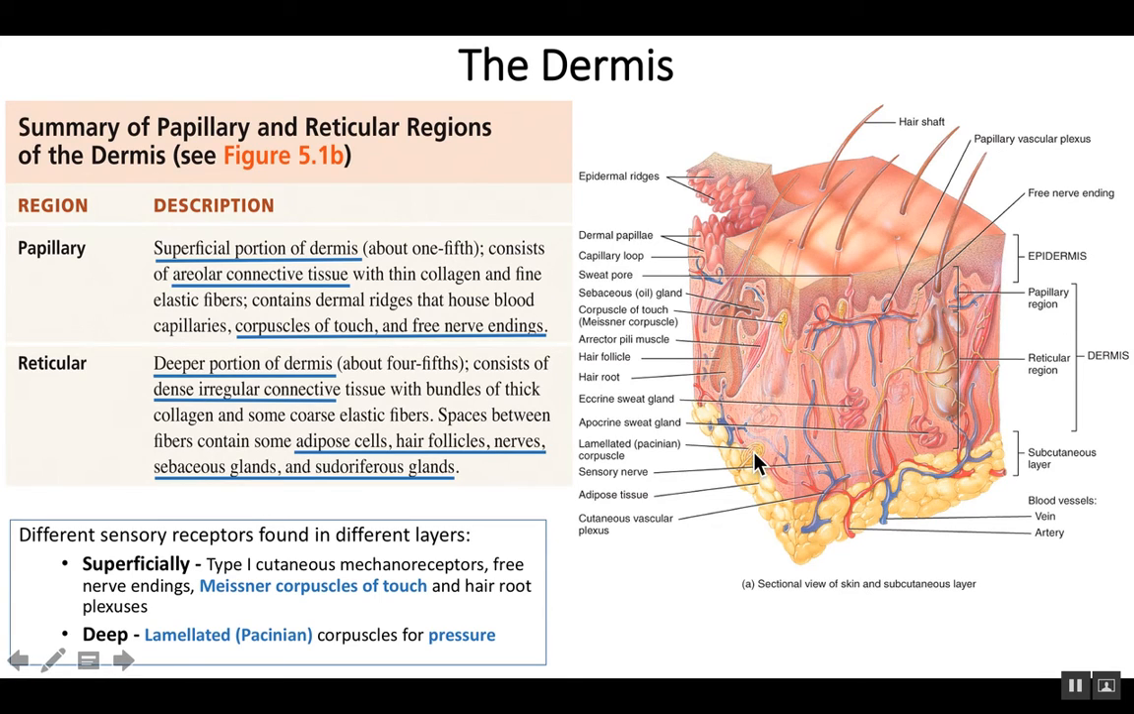Your feet are always sensing that pressure, so we know what foot is on the floor and what foot isn't. So you typically find a lot of those pressure sensors on the bottom of your feet. So we see the papillary region, we see the Meissner corpuscles in the papillary region, we see the reticular region and all its goodies, and the Pacinian corpuscles that are found very deep in the reticular region. Sometimes they even sit in this subcutaneous area beneath the skin.